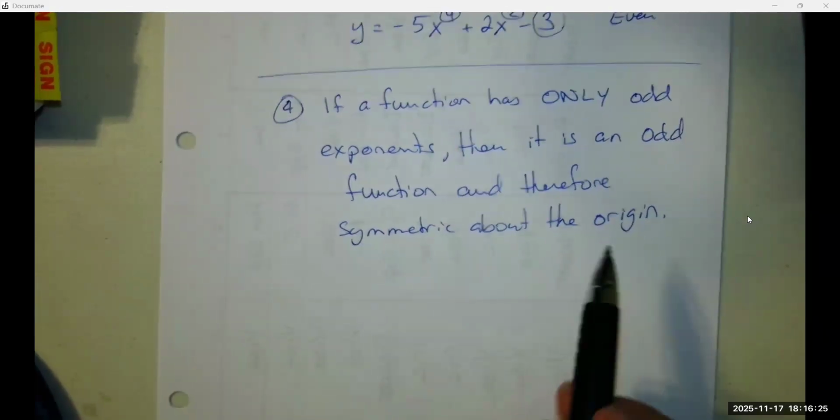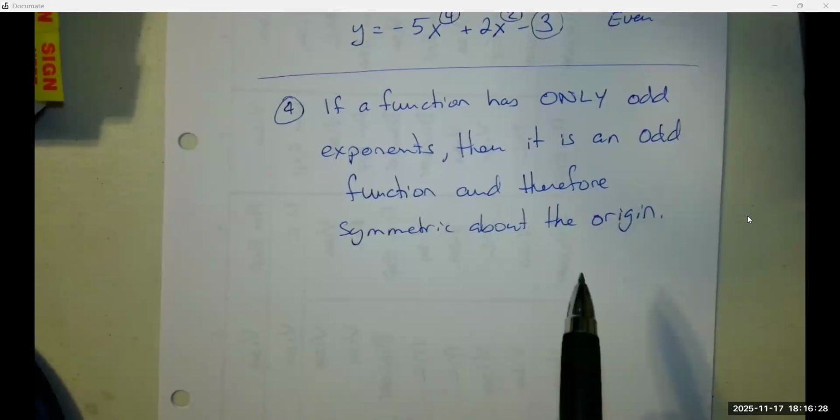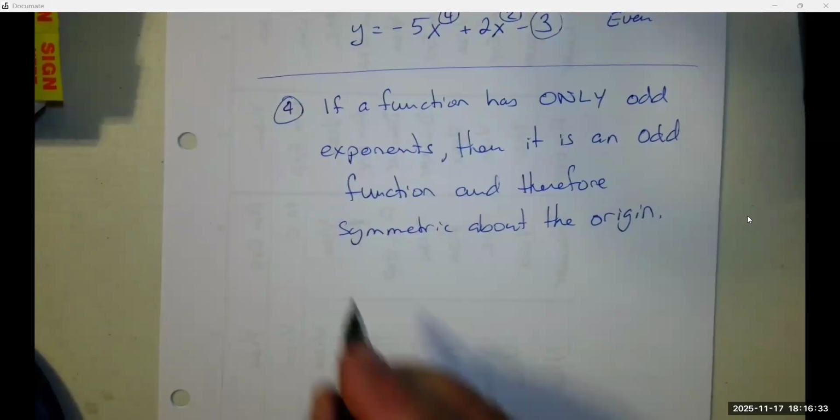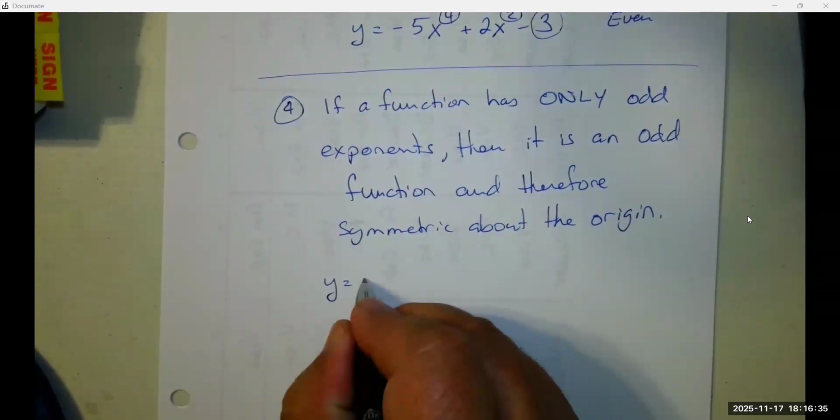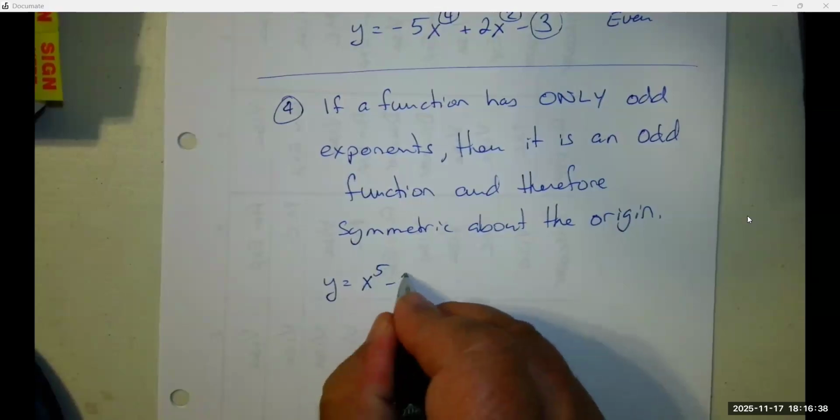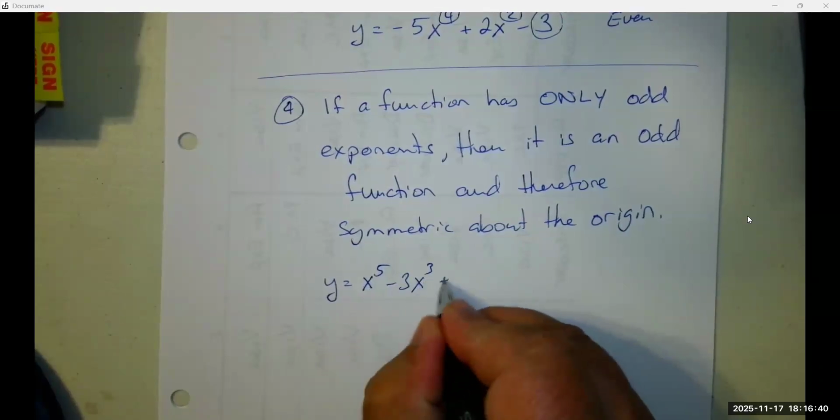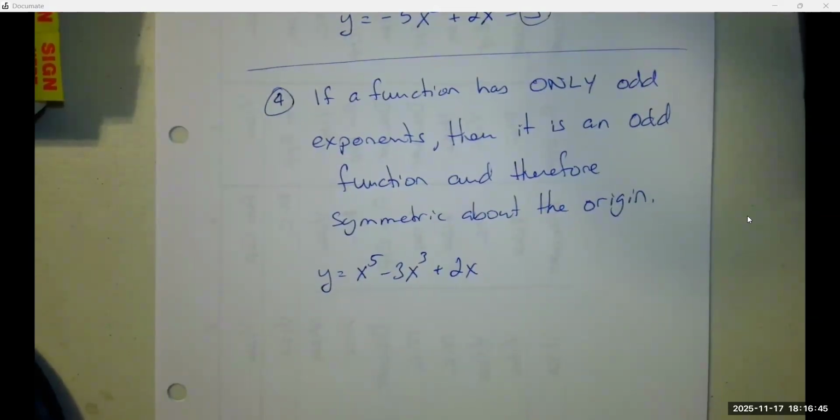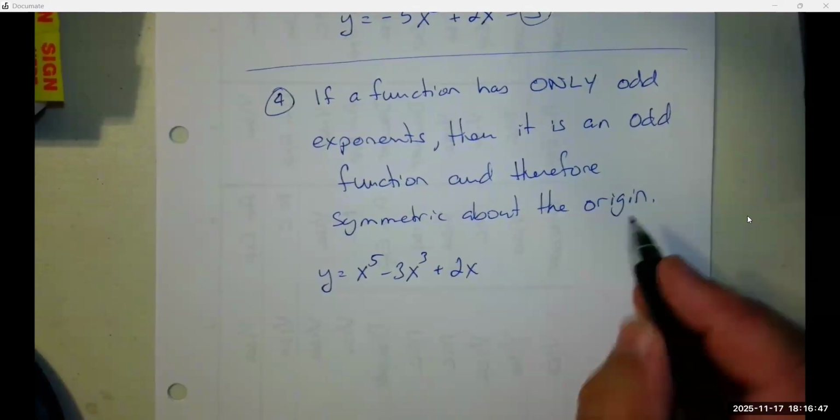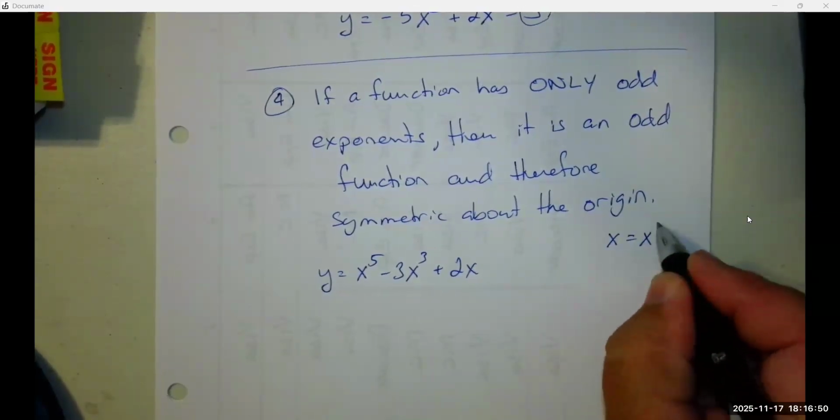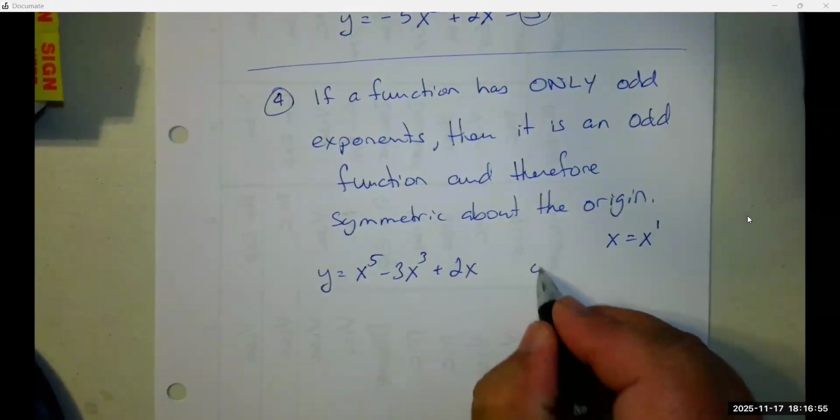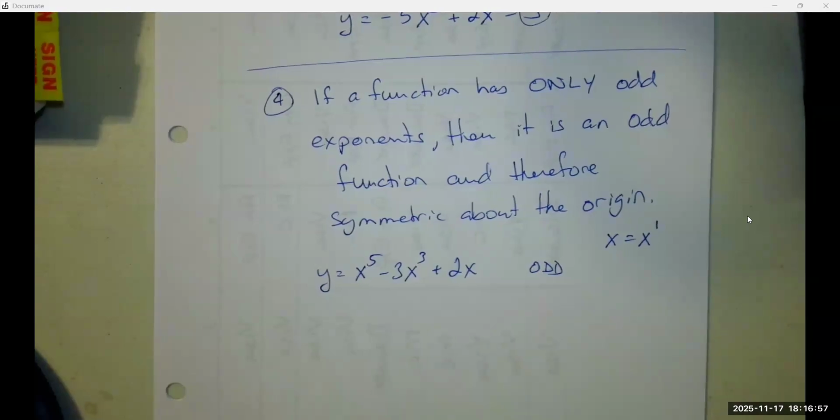In other words, if you have odd exponents and a constant, it's neither because you can't mix and match. Here's an example. If there's no exponent, it automatically means there's a 1, which is odd. So this is an odd function, which means it's symmetric about the origin.